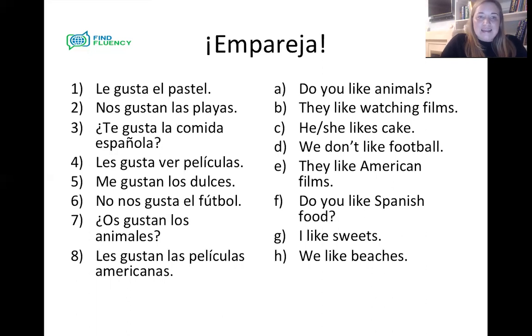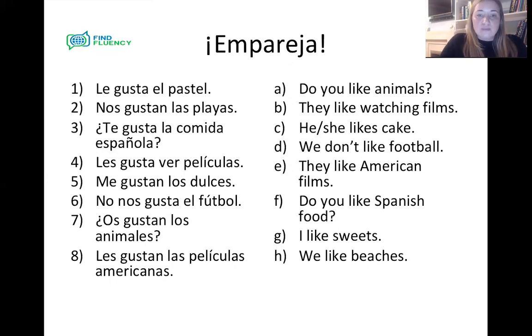Okay, so number 1, le gusta el pastel is he or she likes cake. So that one is 1C. Number 2, nos gustan las playas is H. Number 2 is H, we like beaches. Number 3, te gusta la comida española is F. 3F, do you like Spanish food?